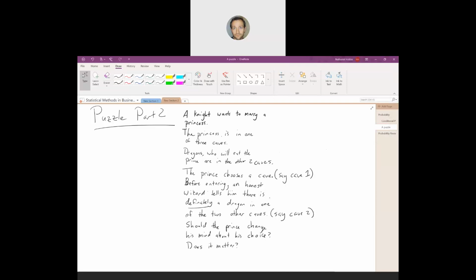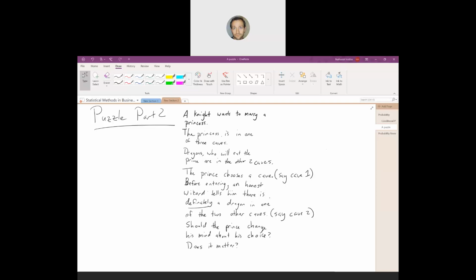Okay, I see some answers here in the chat. There will always definitely be a dragon in one of the caves you don't choose, so it doesn't matter. Another answer says it matters because the probability changes now, and now he has to make a second decision. And another answer: as long as he didn't choose a cave that the wizard says has a dragon, it doesn't matter, but the probabilities change. Okay, let me just take these in order.